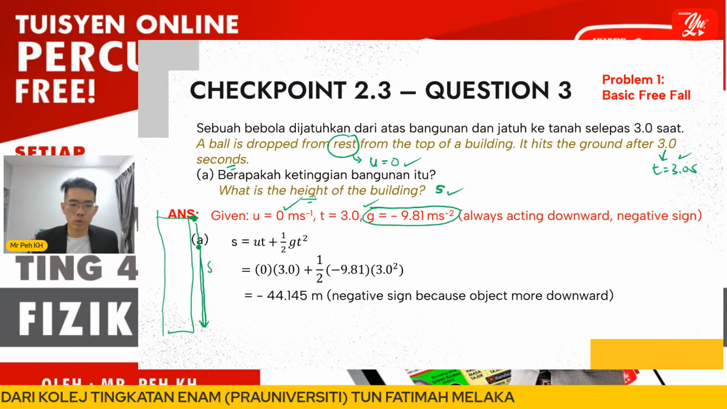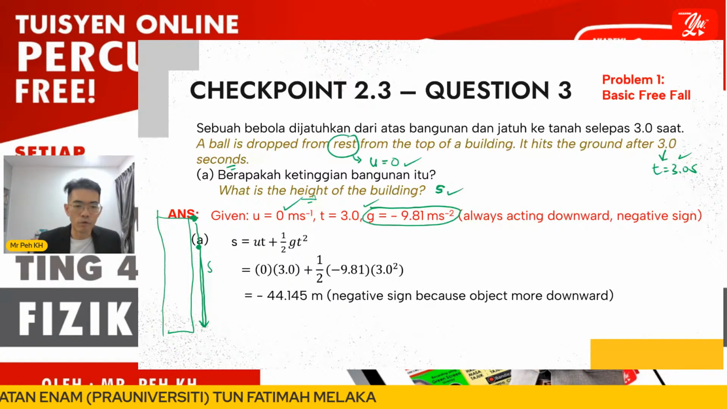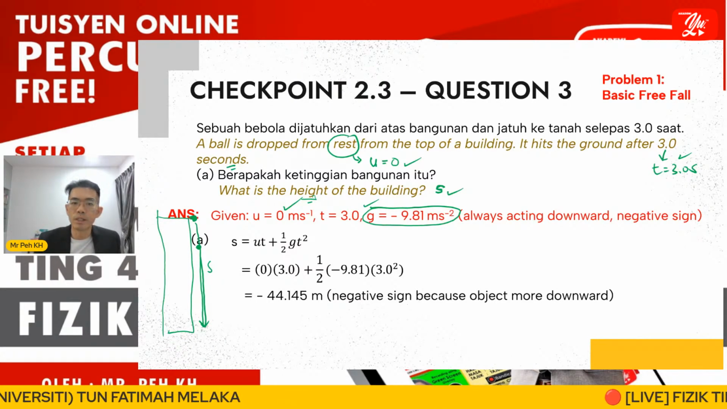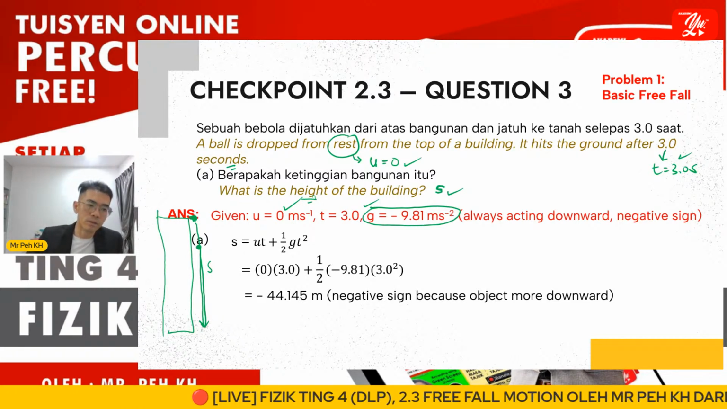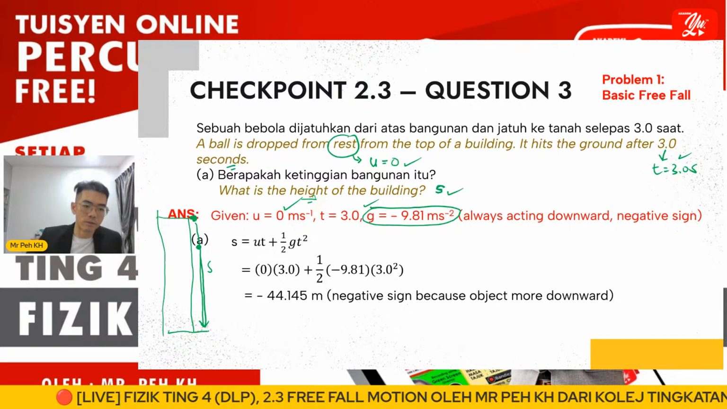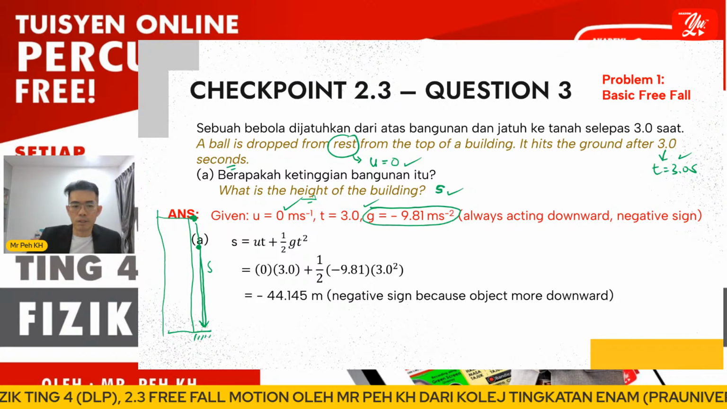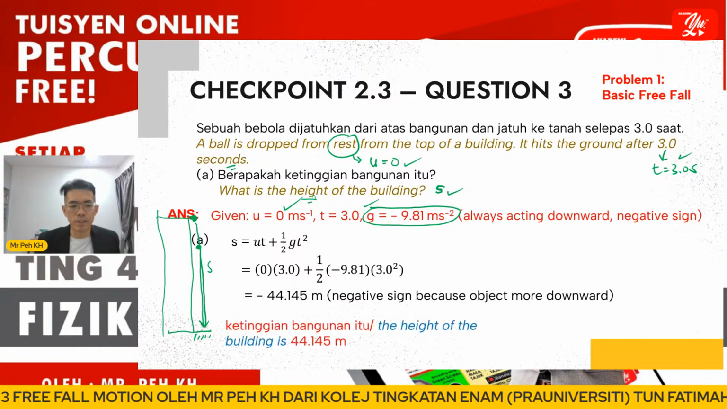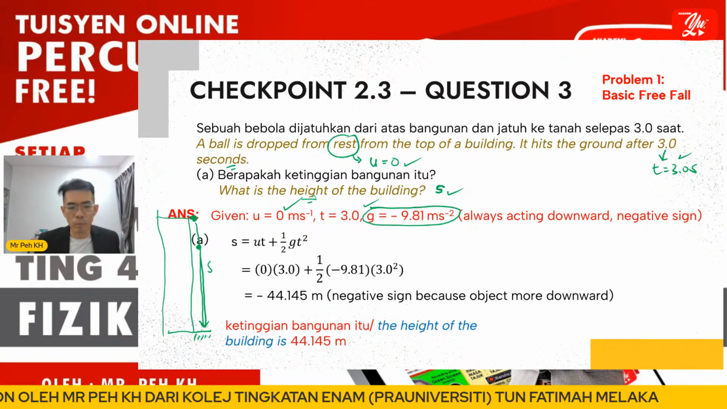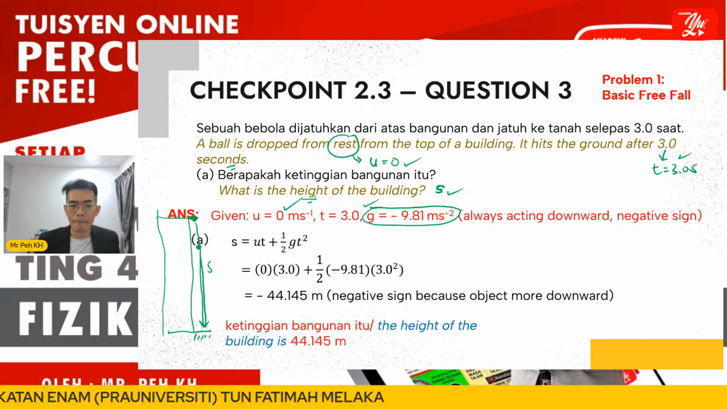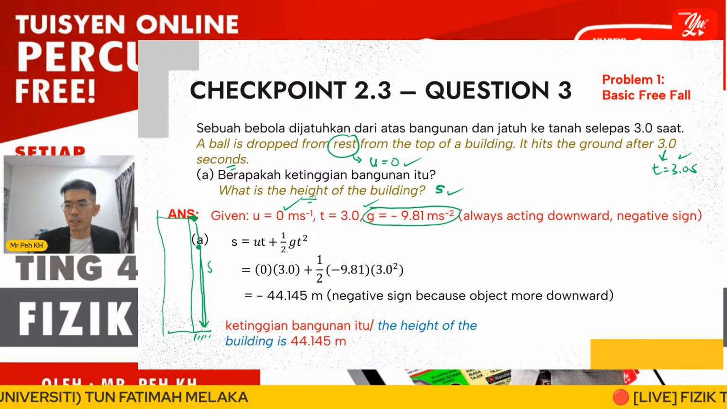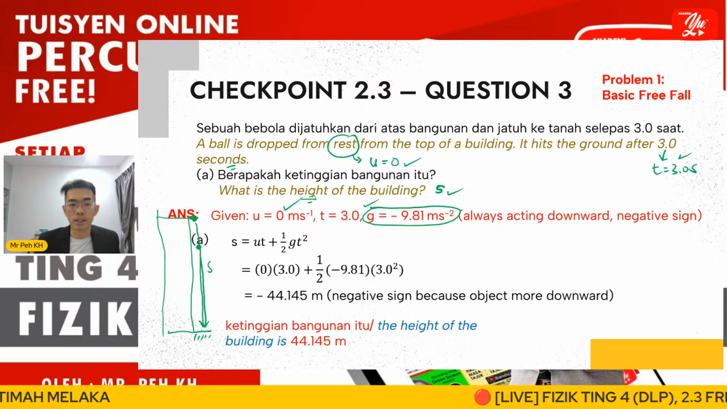So you will get negative 44.145 meter. Okay, so the building height must be positive actually. Why here we get negative? Because the object is moving downward from top to the ground. So the building height you can just give as 44.145 meter. All the height must be positive. The value you get here is negative because the object is moving downward from top to bottom.